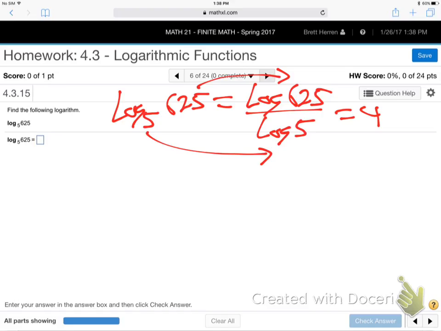Yeah, I had a question. Why would you divide log 625 by log 5? Yeah, I didn't give any logical reasons for that. I would be glad to. Grab me after class. There's a whole mathematical proof, and I'll be glad to show it to you.